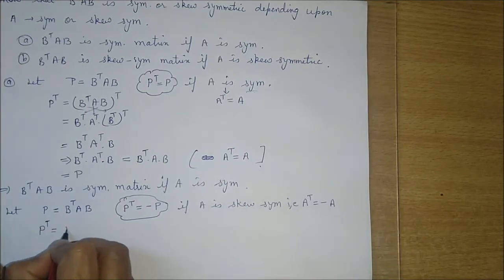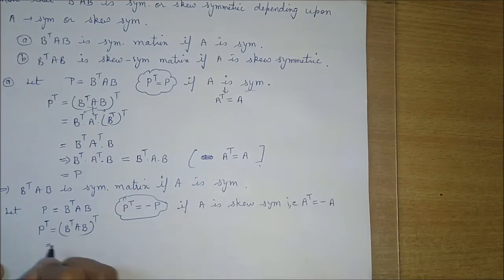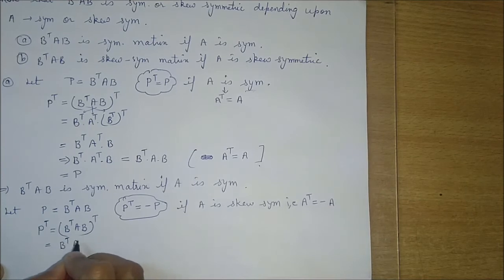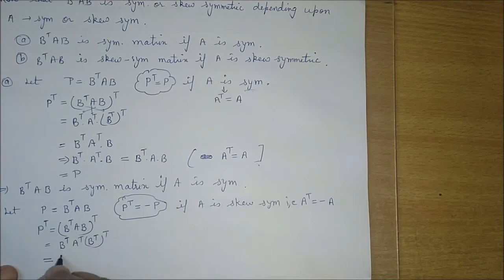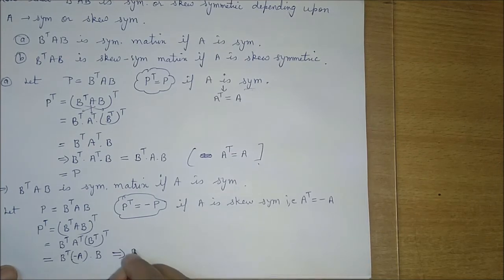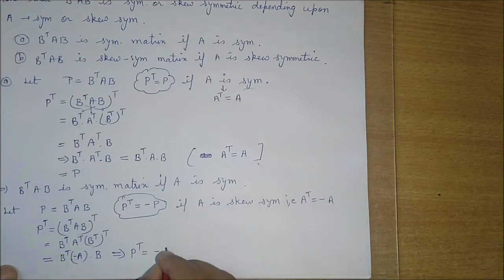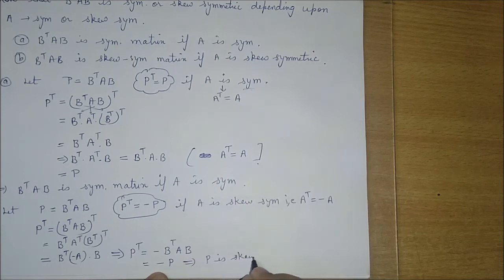Now transpose of P equals (B transpose AB) whole transpose, which is equal to B transpose A transpose B transpose transpose. So this will be equal to B transpose into minus A into B. That implies transpose of P equals minus B transpose AB, which is equal to minus P. That implies P is skew symmetric.